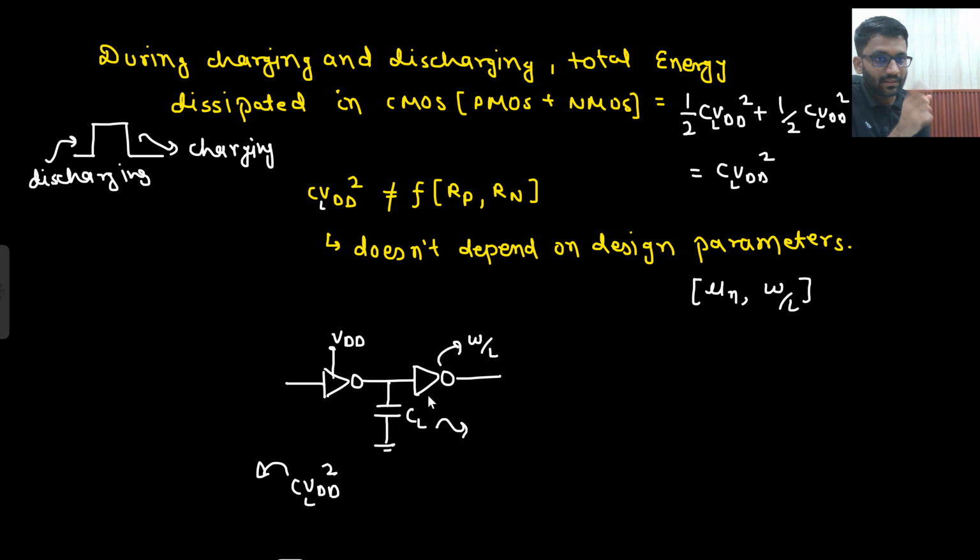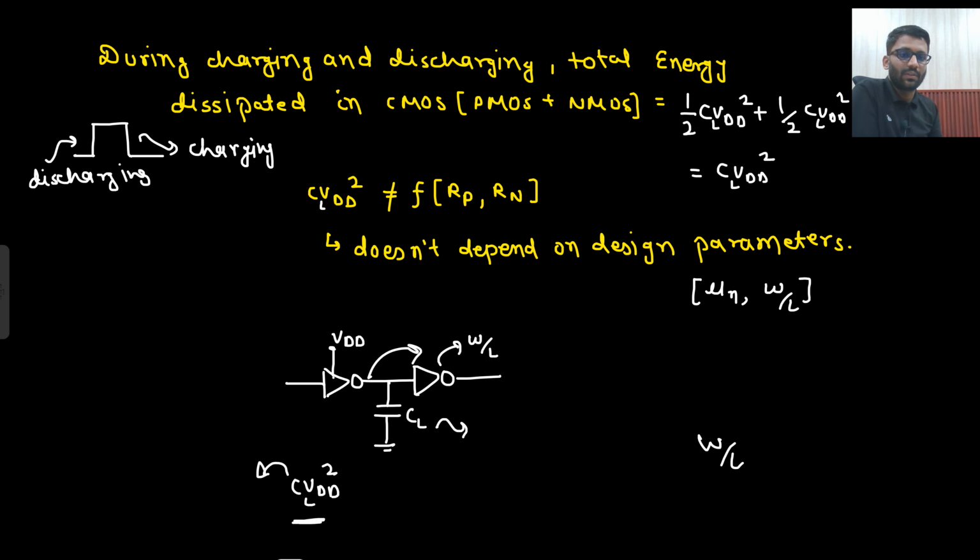This load capacitance depends on that. What is this load capacitance? It is the input capacitance, or you can say the gate to source capacitance of the next stage. So that will depend on the W by L ratio, or you can say the design parameters. So what is the energy dissipated by this particular CMOS? That is CL VDD square, and this CL is depending on the design parameters of the next inverter. So yes, the energy dissipated by a CMOS will depend on the design parameters, but the design parameters of the next stage.